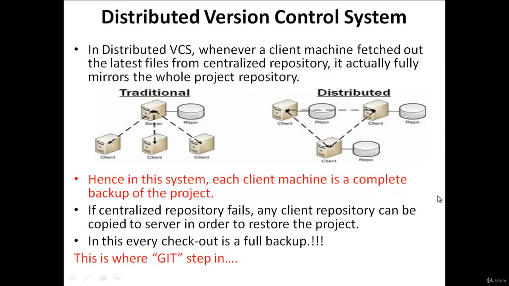Now, in a distributed version control system, whenever a client machine fetches the latest file from the centralized repository, it fully mirrors the whole project repository onto their local machine. Let's say you can see these two images over here. One is the traditional one and one is the distributed one, right? In the traditional one, what happens is, let's say all these client machines are connected. They are checking in and checking out code from this repository, and this repository is connected to this server, right?